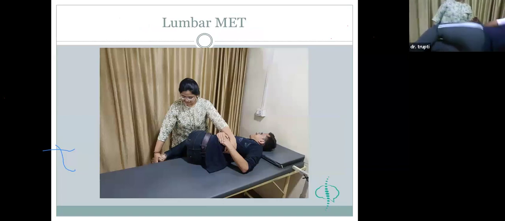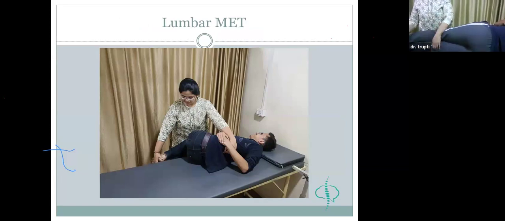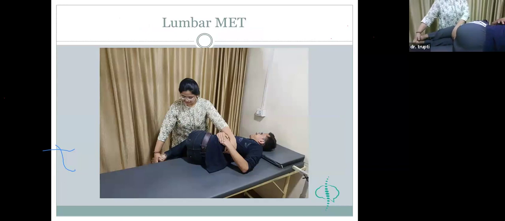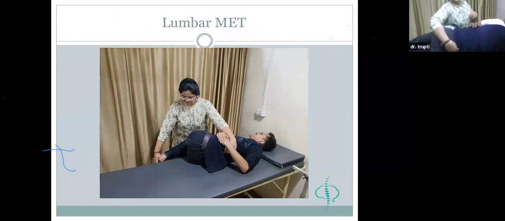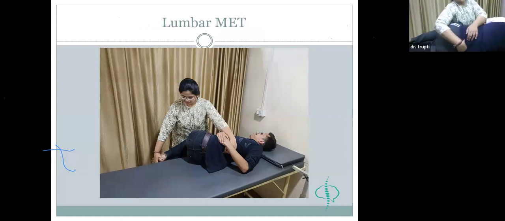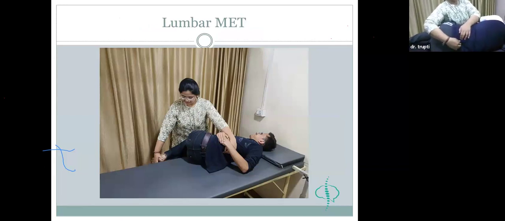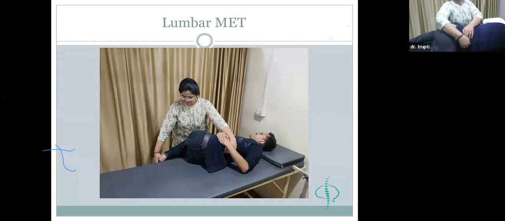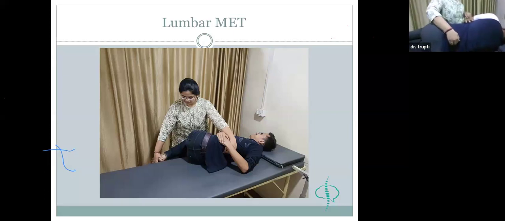Here there are two ways. One is in Sims position and another is modified Sims position. What we are doing is modified Sims position. We are doing it for opening dysfunction here. Suppose I am doing it for L3, L4.